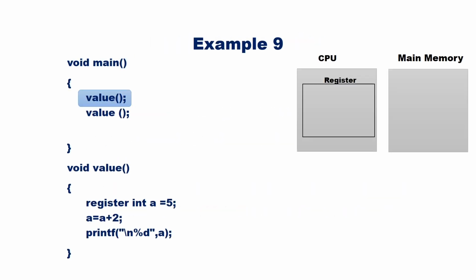Let us again consider example 1. Here A is declared as register variable. We will get the same output as in the case of automatic variables.